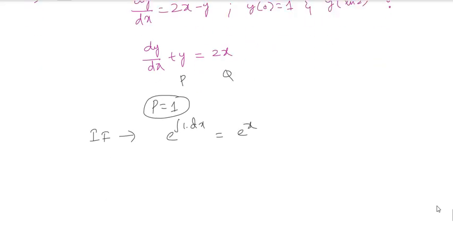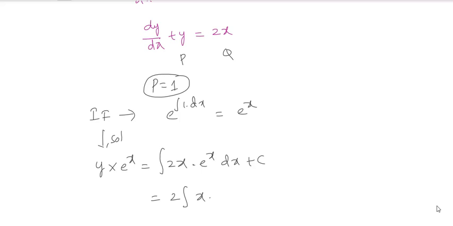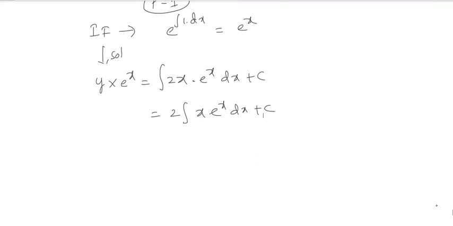So then go for the solution. The solution will be y times the integrating factor, y into e to the power of x, equal to the integral of Q, which is 2x into e to the power of x dx, plus c. Taking 2 outside, it is the integral of x e to the power of x dx plus c. You know that the integration of x e^x is x e^x minus e^x. So you can do it that way. Am I right or not?